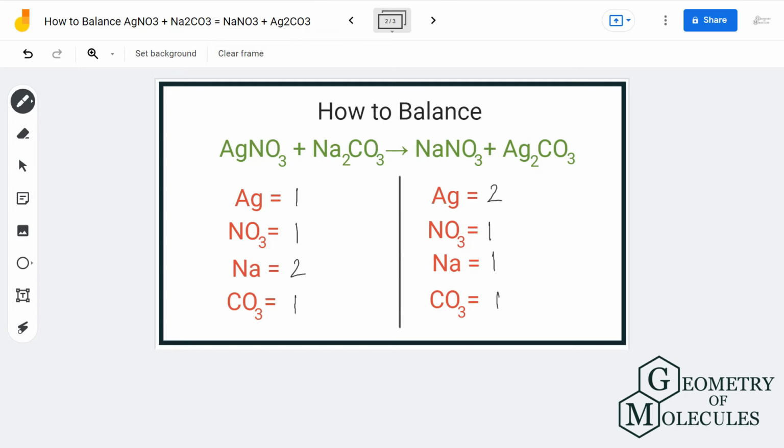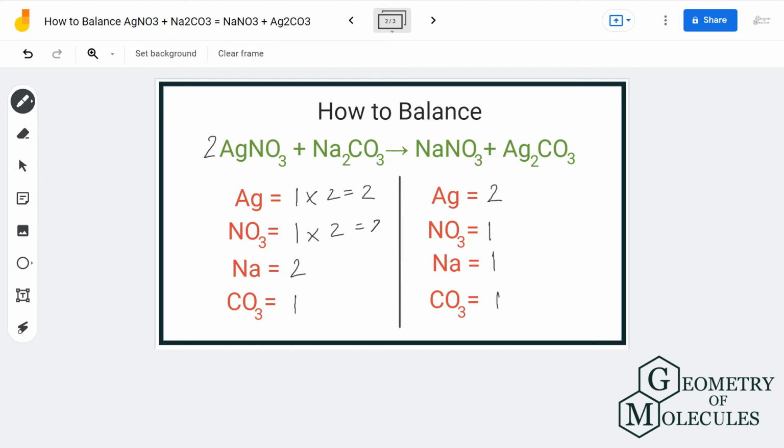Okay, so the first issue that you can notice over here is we have two atoms of silver on the product side and only one on the reactant side. So that is not possible, and to fix it I am going to add a coefficient 2. This in turn will also change the number of NO3 ions.